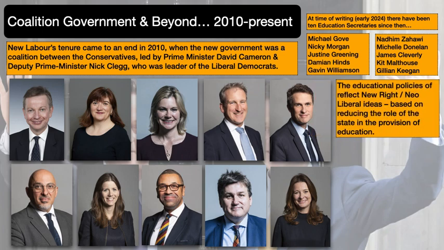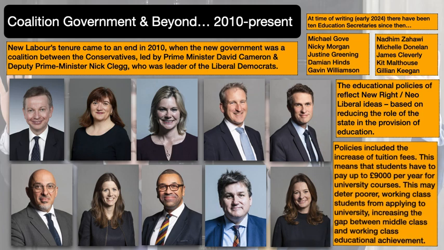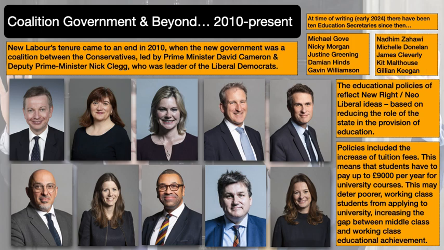Now, the educational policies of this era do reflect that new right neoliberal ideas, based on reducing the role of the state in the provision of education. And policies have included increasing tuition fees. That means students now have to pay up to £9,000 per year for university courses, which may deter poorer working class students from applying at all to university, increasing the gap between middle class and working class educational achievement, and ultimately middle class and lower working class wages.